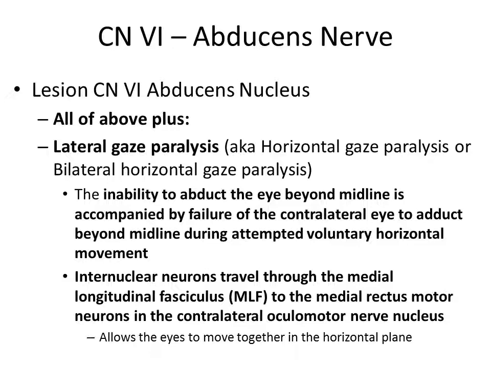If we damage the nucleus for the abducens, this gives us a different picture. We get everything that we talked about. They'll have a medial strabismus. They'll have double vision when they look to the affected side. They will not be able to abduct their eye beyond midline.